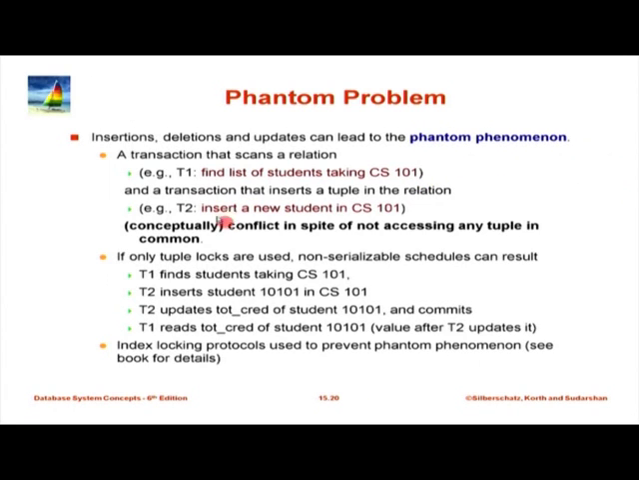Here's another transaction, T2, which inserts a new student in CS101. In other words, if you remember our schema, this would look at the takes relation, and this would add a new record to the takes relation.